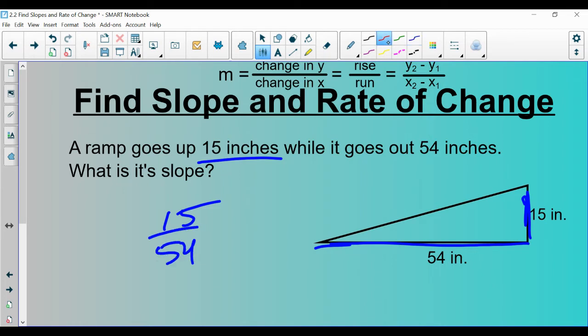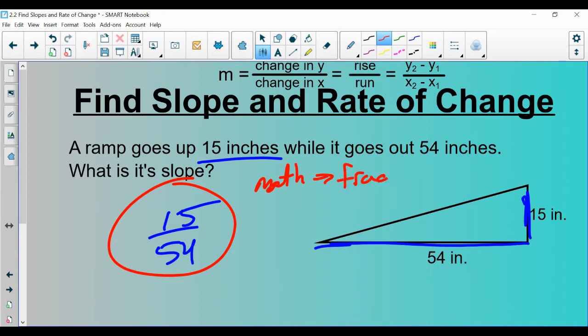Now, it would be a shame to leave your answer as this because slope does need to be reduced, and that is not a reduced fraction. Keep in mind, we can push the math button on our TI graphing calculators, the math button, and then frac, and it will do that reduction automatically. I don't have my graphing calculator in front of me, so I know that both of them are divisible by 3. So it would be 5 over 18.